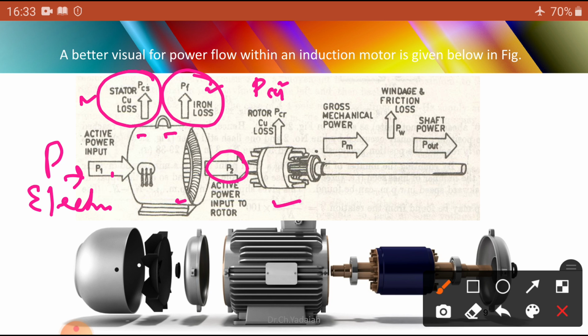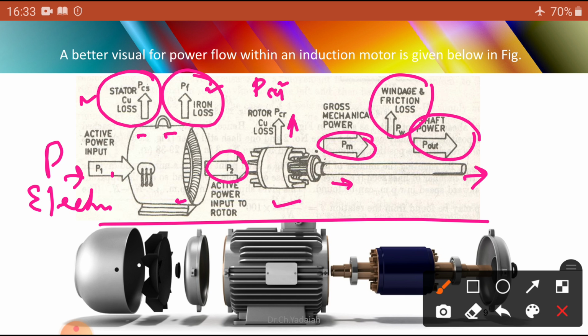After P2, subtracting these values, the remaining value is PM, the gross mechanical power developed at the shaft. At the shaft some further losses may occur, that is the friction and windage losses. Then we get the net output available at the shaft to take the load. So you can see this similar here.